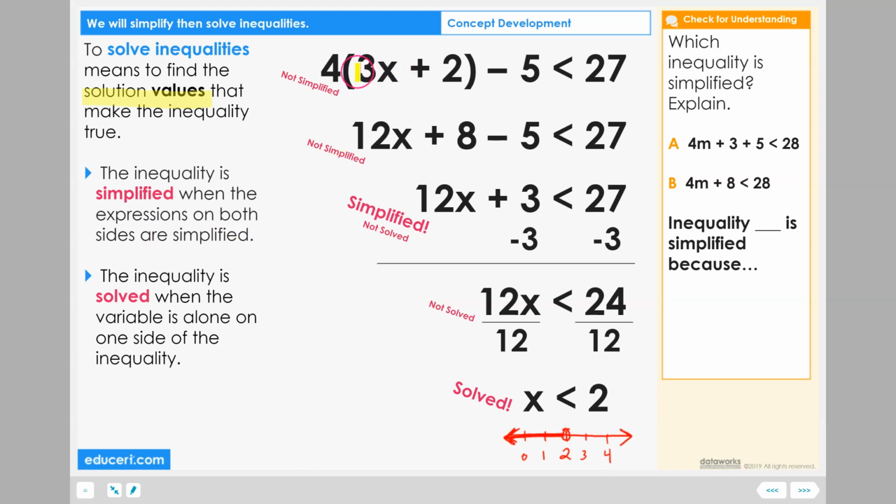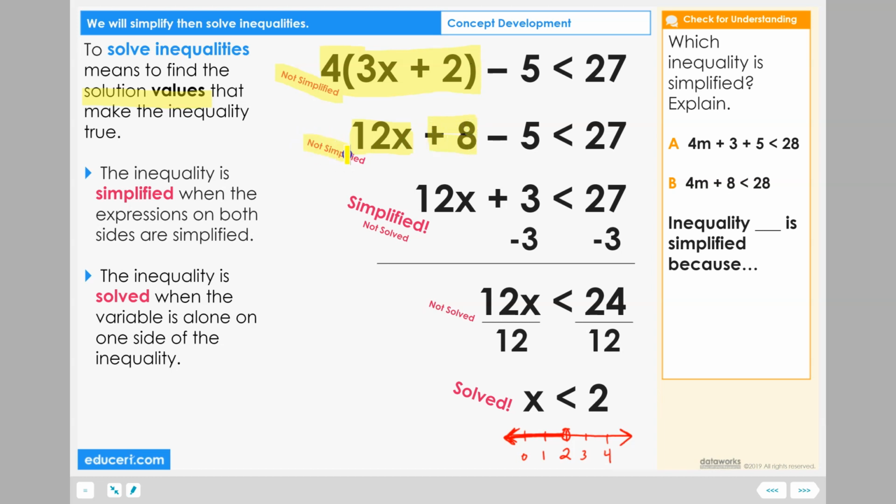And simplified means that there are no more like terms or distributions that need to be done to any one of the two expressions. So this first inequality here is not simplified because, for one reason, there's this distribution that needs to be done. 4 needs to multiply to 3x and to 2. And we see here that it was done, and you have 12x plus 8.